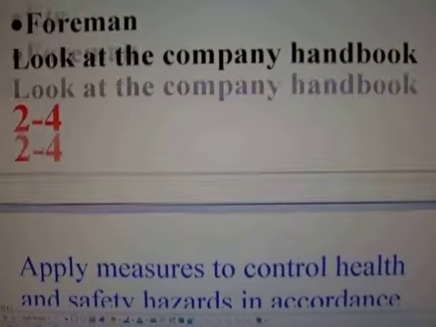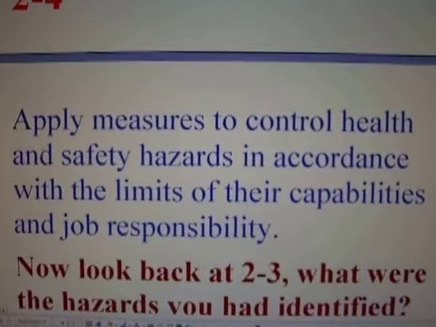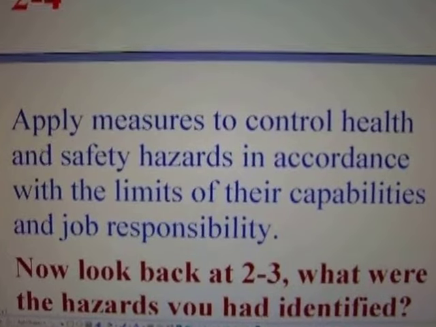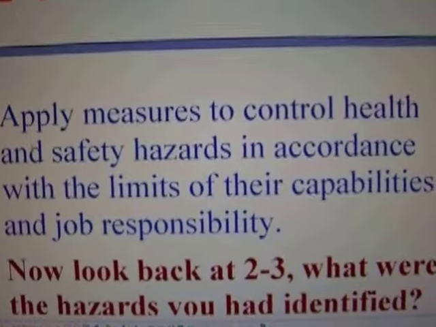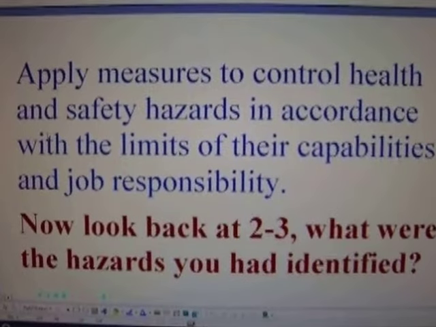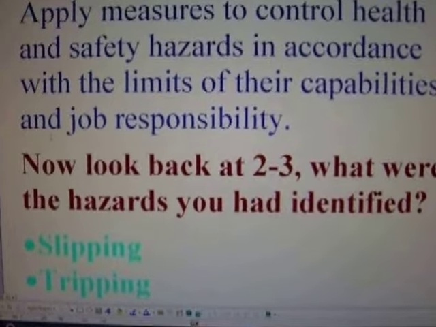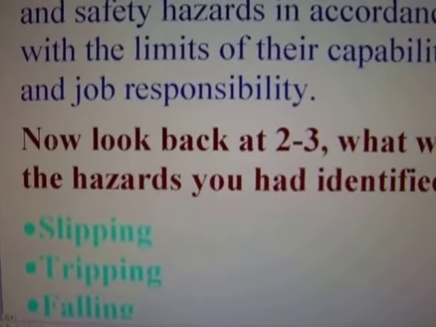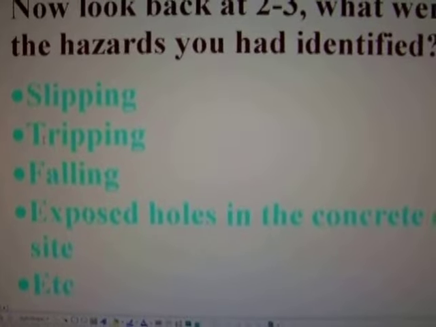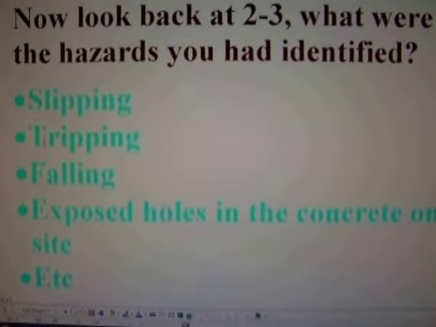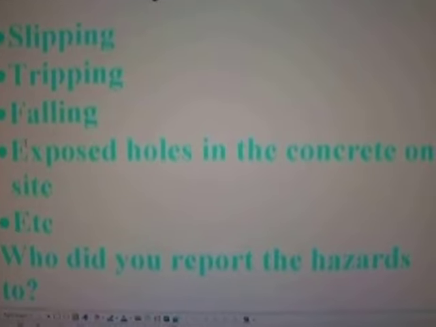We're looking at 2-4 now. Okay, and again, apply measures to control health and safety hazards in accordance with the limits of their capabilities and job responsibility. Now look back at 2-3. What were the hazards you had identified? Now here we can look at some slipping, tripping, falling. Okay, exposed holes in the concrete on site. Okay, etc. Who did you report the hazards to?